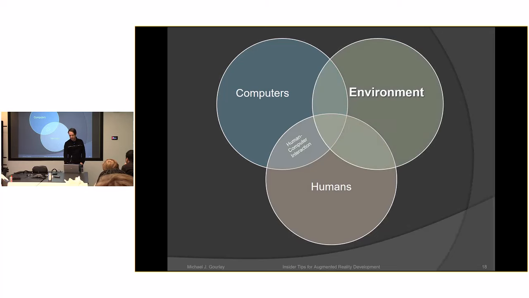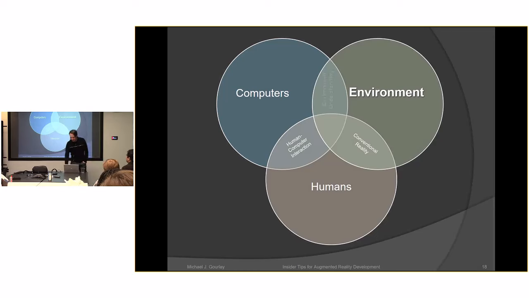And to this diagram, I'll add the environment. And by adding that one region, it creates 3 new overlap regions. And I want to talk about those. So one of them isn't new. It's just conventional reality, the interaction between humans and the environment. That's been going on for millions of years.